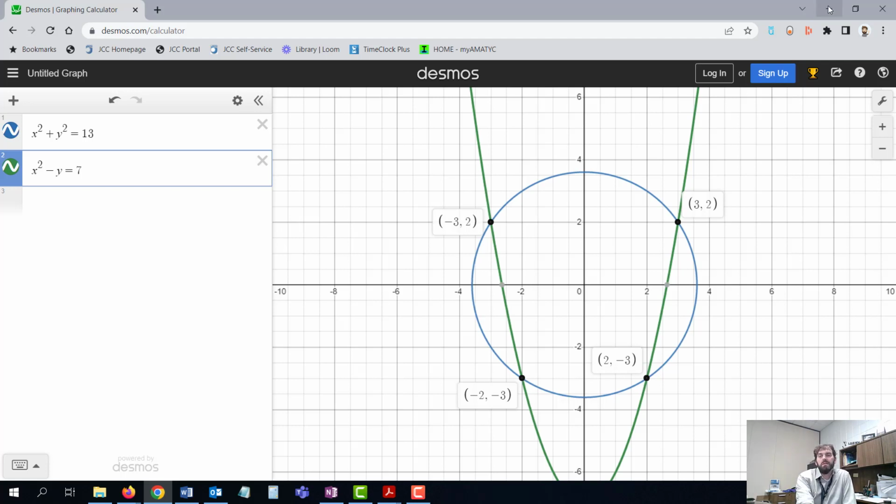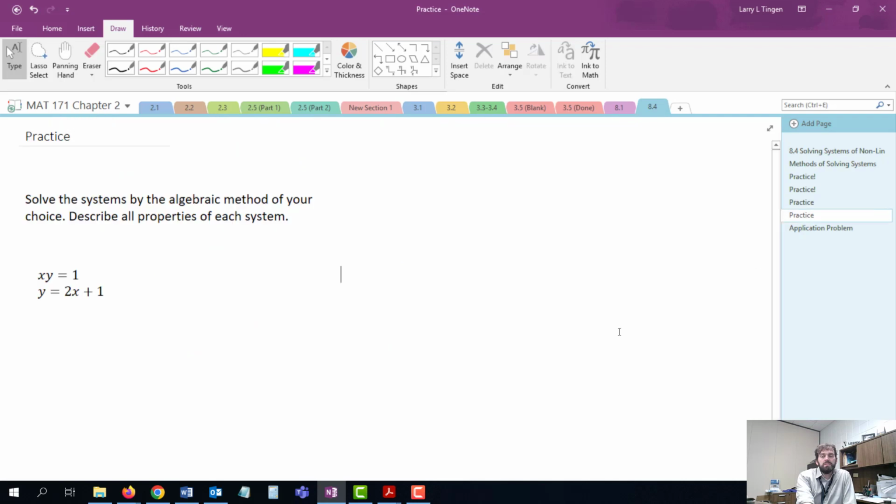All right. So let's knock out this last practice problem, then we'll do the application, and then we'll be done with chapter 8. So solve this system using any algebraic method of your choice. Okay, so the first one now. The first equation is not linear. The second equation is. We've seen this, systems of nonlinear equations.